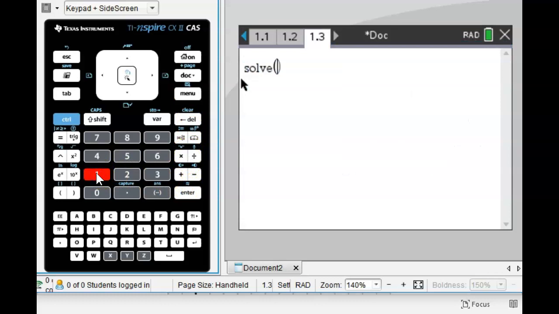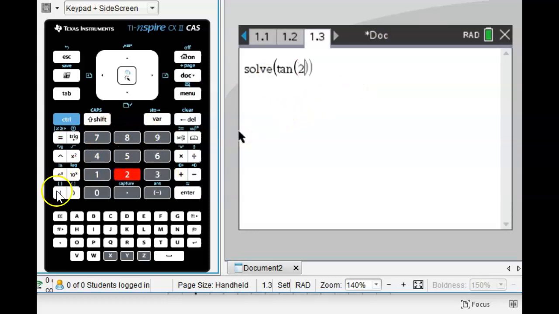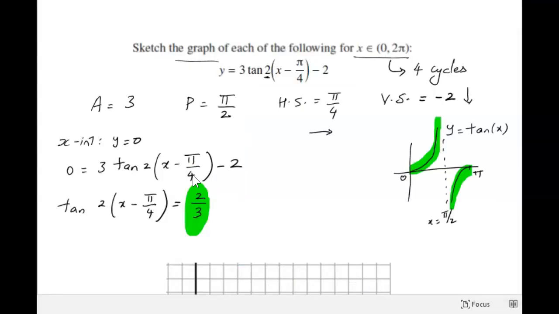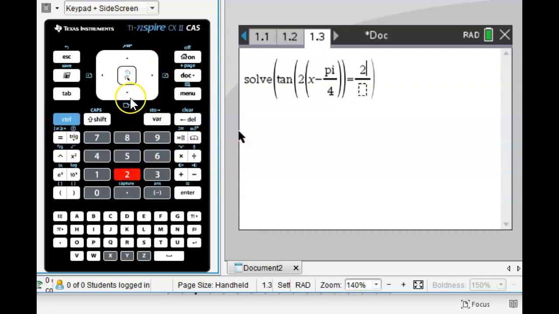Right, we can write the original question the way it is, or we can write the statement that we have at the very end. So I'm going to do that. So tan of 2 times, we've got to use x minus, bear with me, I'm just going to go back to the question, pi on 4. I'm going to do control divide, so pi on 4 equals 2 on 3. We are solving this for x. I'm going to put a comma x. We need to come outside the bracket.